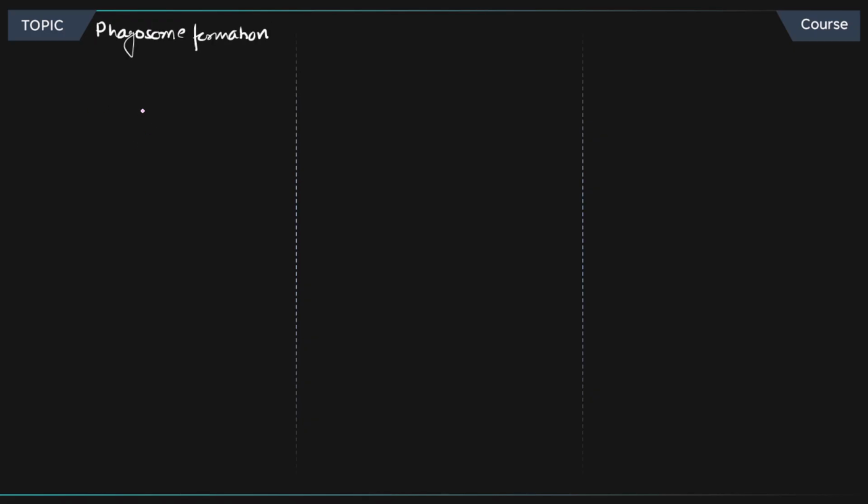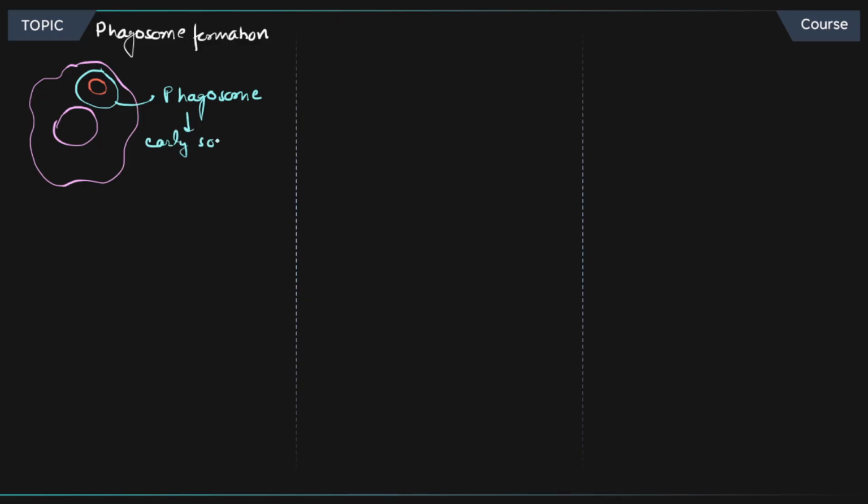Now we have talked about the attachment, now phagosome formation. Phagosome is nothing but the vesicular structure that will be present inside the cell. So let's suppose this is the pathogen and the blue colored circle is the phagosome. Initially, the phagosome's role is as an early sorting compartment, right? It's just involved in sorting various molecules, so it's an early sorting compartment, and it needs maturation.